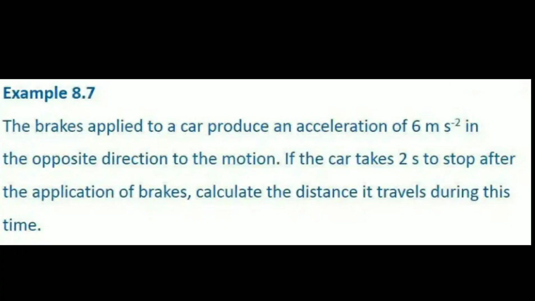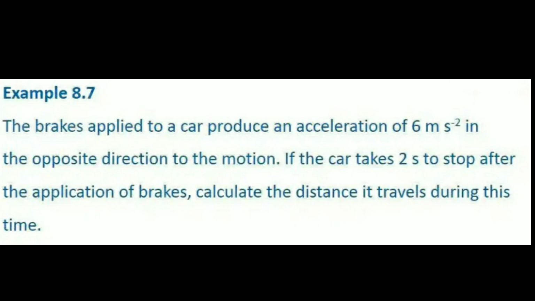So let us solve another numerical. This is example 8.7 from your NCERT only. The brakes applied to a car produce an acceleration in the opposite direction to the motion. So that means this is retardation given, negative acceleration. If the car takes 2 seconds to stop, so t is given 2 seconds and it stops, meaning v is 0. I have to calculate the distance it travels during this time.